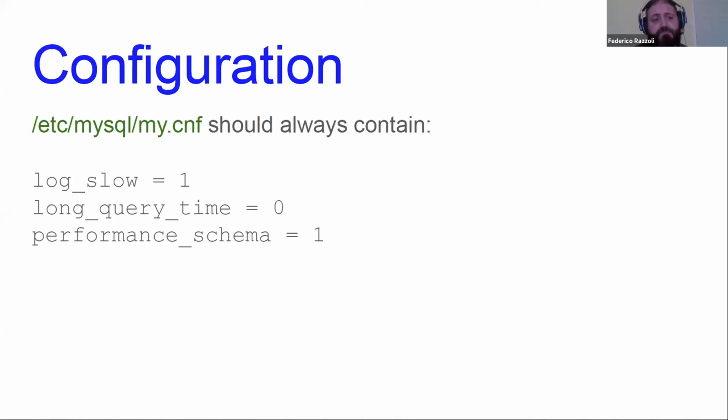The changes are, first of all, enable the slow query log. Second, long_query_time is a parameter which defines when a query is considered slow. In this case, we are saying if a query takes more than 0 seconds, it's to be considered slow. So all queries are logged into the slow query log. And then we also enable performance schema, which is basically a system database which contains tables about the performance of your databases and how they are used.